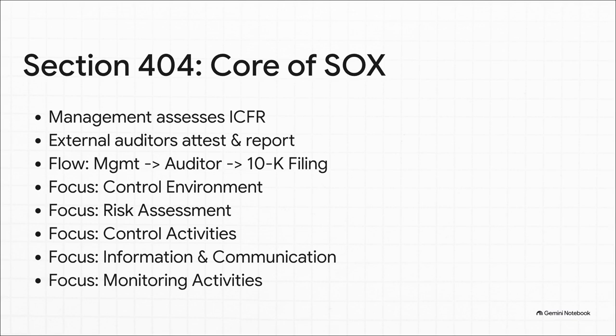Now, Section 404. This is the core of SOX and the most critical requirement of all. The rule is explicit. Management assesses and reports on the effectiveness of ICFR. Then external auditors must attest and report on that assessment. So the flow looks exactly like this. Management assessment leads to auditor attestation, which goes right into the report in the annual filing, the 10K. To make this happen, management has 5 focus areas they absolutely cannot skip: the control environment, risk assessment, control activities, information and communication, and monitoring activities. They literally have to evaluate the whole shebang.